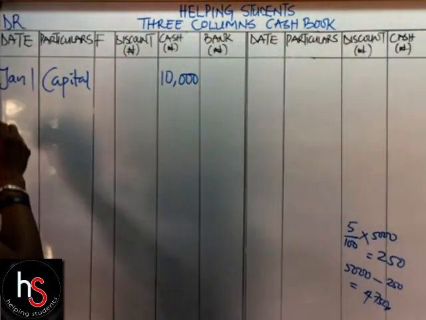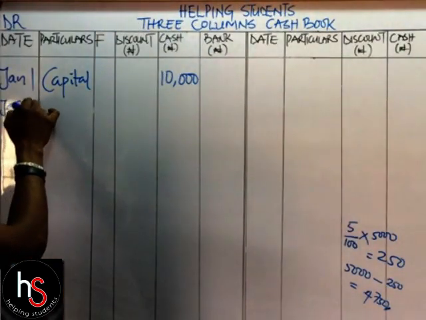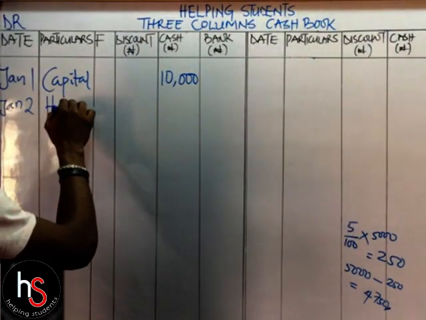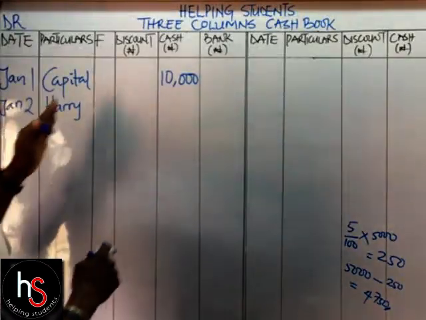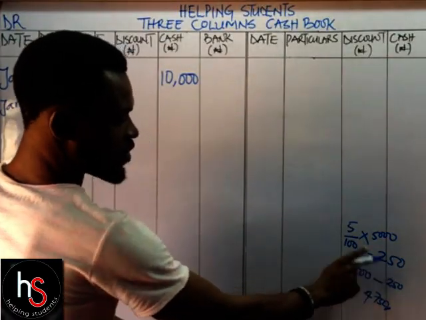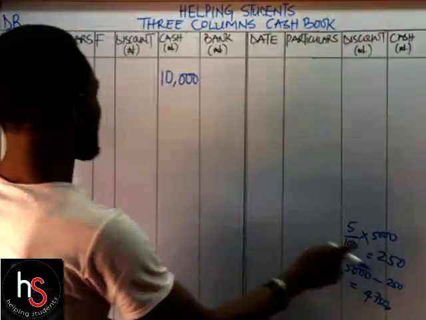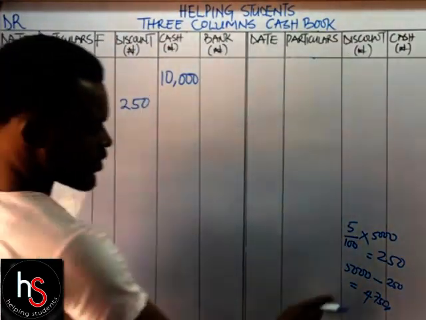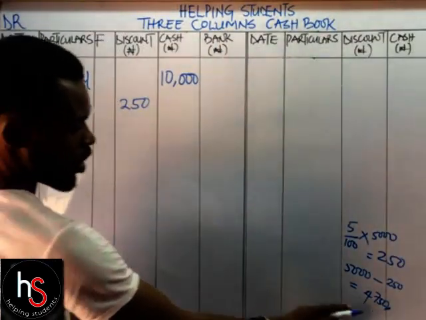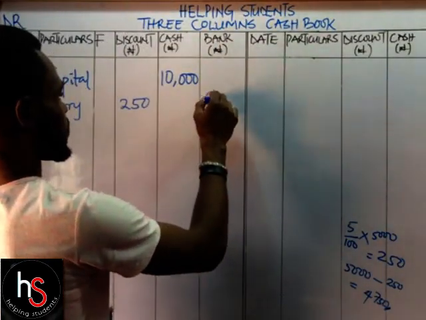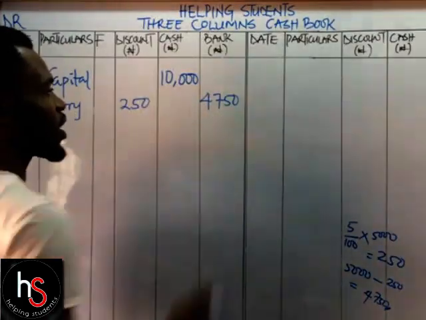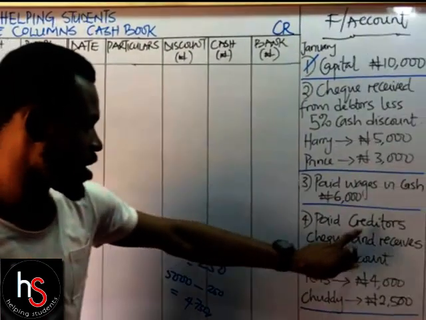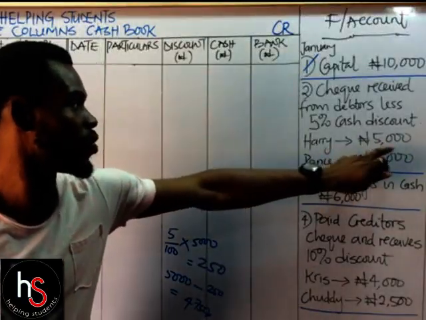January 2nd. So we record, we write his name, Harry. Our discount now is going to be how much? 250, which is the 5% of 5,000. So under the discount we have 250. Then the value for the bank will now be 4,750. Now we can see that by the time you add up these two, it gives you the same 5,000 naira that the discount was given on.